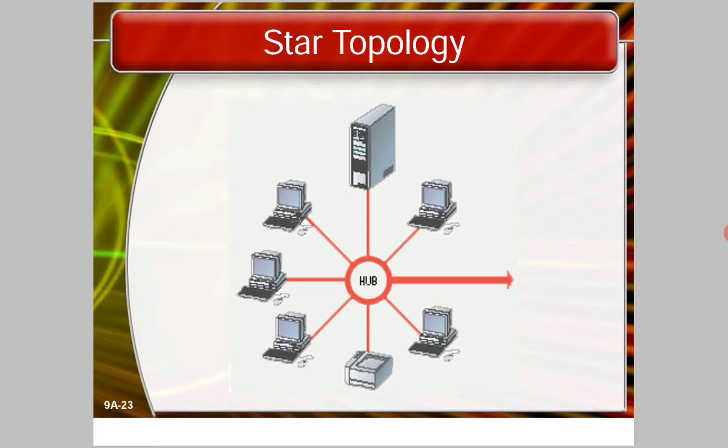Generally in star topology, packets are sent from one computer to another computer, or one PC to another PC, or one device to another device, or from one workstation to another workstation. If one cable is broken, the network won't stop, and it is generally the most commonly used network, and it is also cheaper in cost.